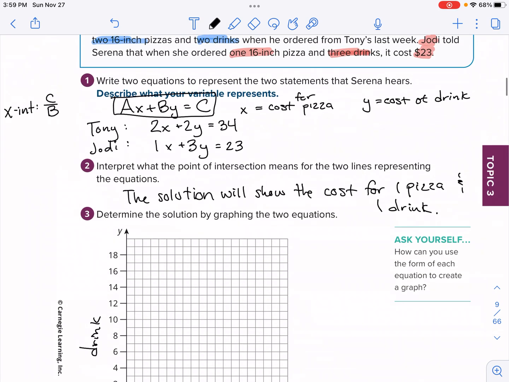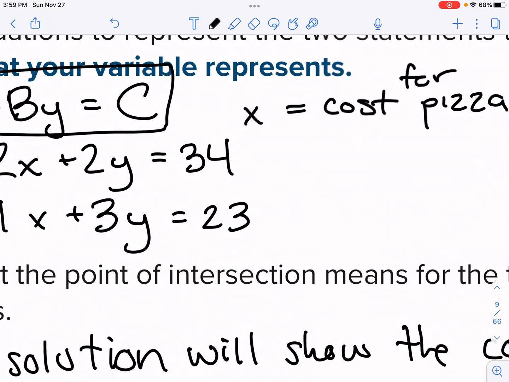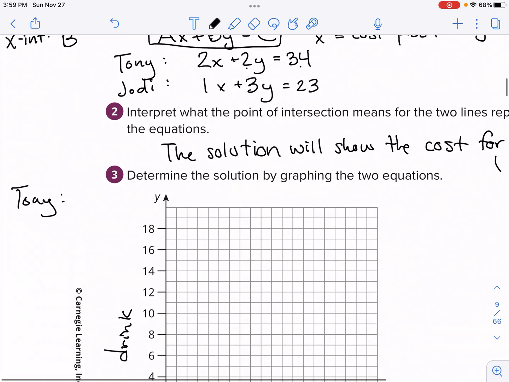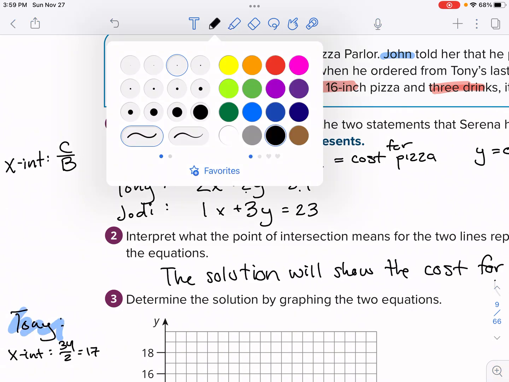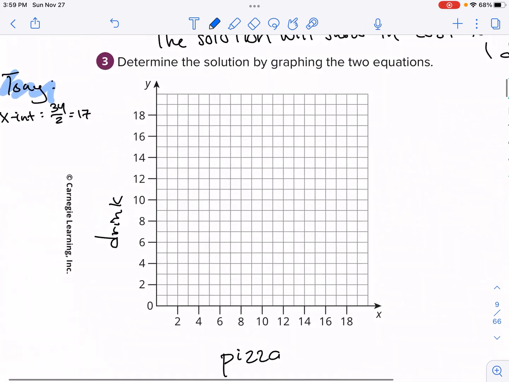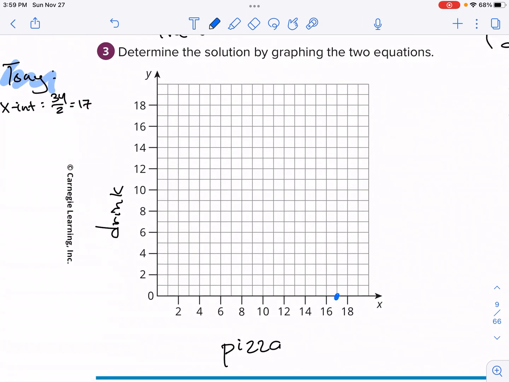Okay. So this is all for Tony here. And I'll put Tony right here. So c divided by b. c is 34, b is 2. So what's 34 divided by 2? For the x-intercept, I'll write 34 divided by 2. That is 17. So for Tony, I'll put that in blue. I'll graph his in blue as well. So where is 17 on the x-axis? 17 on the x-axis is right here.